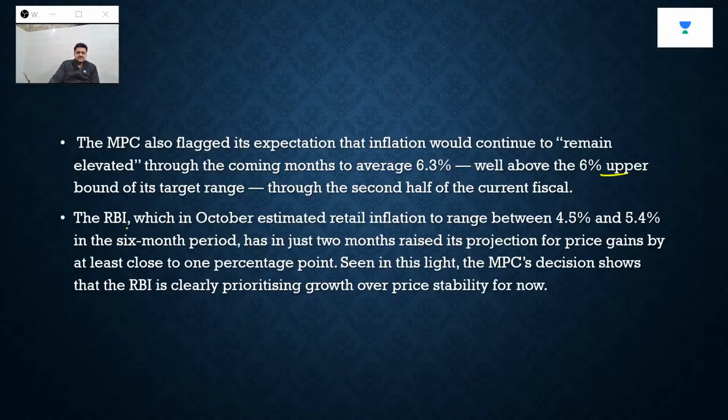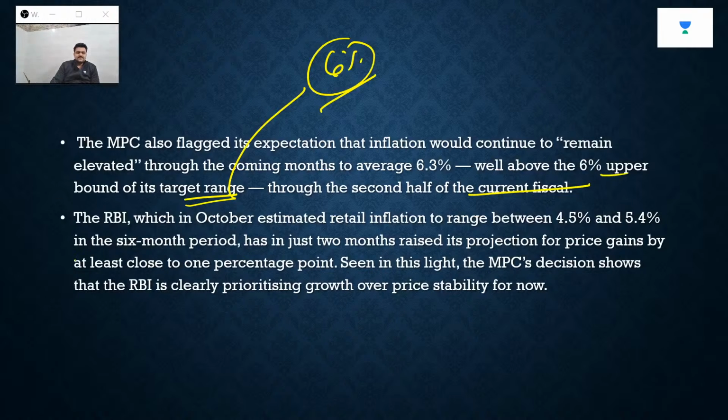Well above the 6% upper bound of the target range, and I told you the upper bound of the target range is 6% through the second half of the current fiscal. The RBI, which in October estimated retail inflation to range between 4.5% to 5.4% in the 6-month period, has in just 2 months raised its projection for price gains by close to 1 percentage point. So that was the former estimate. Now it has been revised and a 1 percentage point increase is expected.